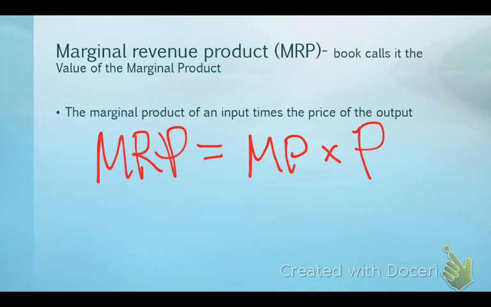Does MRP go up if the price of a good goes up? Yes, that goes up. What happens to MRP if the marginal product of the workers decreases? Yeah, MRP is going to go down. Okay? That's the type of question they're going to ask you about MRP.